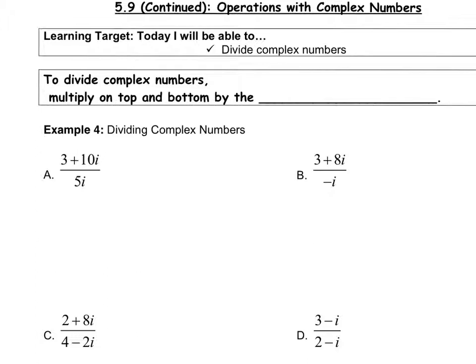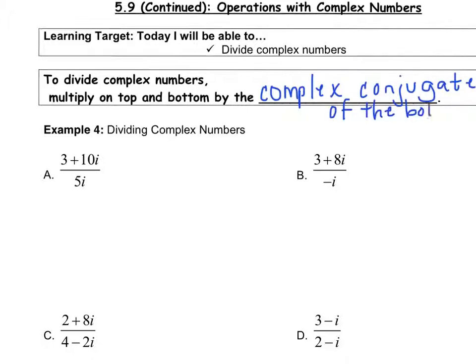In order to divide complex numbers, we are going to multiply on top and bottom by the complex conjugate. So we actually learned it for a reason. In letter A, the complex conjugate of the denominator, just of the bottom. The complex conjugate of positive 5i is negative 5i. So we'll multiply on bottom by that, and we'll multiply on top.